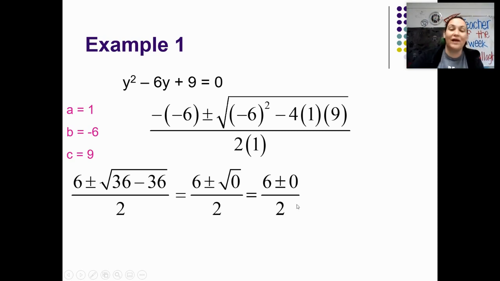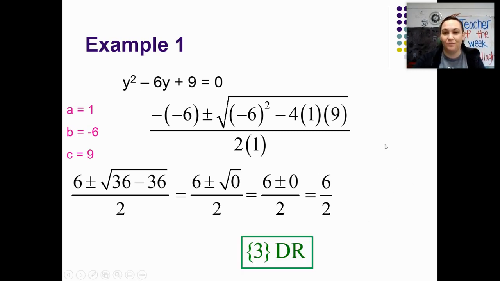Now, yesterday we learned at this point in time that you would split this into 2 separate problems, one with an adding sign and one with a subtracting sign. For today's purposes, though, we're not going to do that because, well, let me take that back. You can do that, but you're going to get the same answer for both of them. 6 plus 0 is 6, and 6 minus 0 is also 6. So you're just going to end up with one answer on this problem, and it's 6 divided by 2, which is 3.